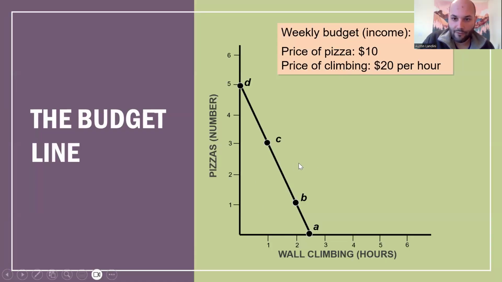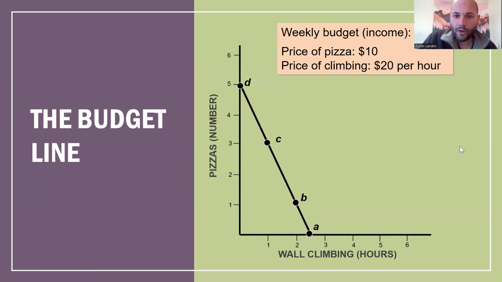So here we have pizza and wall climbing as the two goods we can purchase. Now, this model doesn't have to only contain two goods. It could have n goods, but if we had n goods, we would have n axes, which is a little bit tougher to graph. So the easiest way to see it is to start simply with two goods.